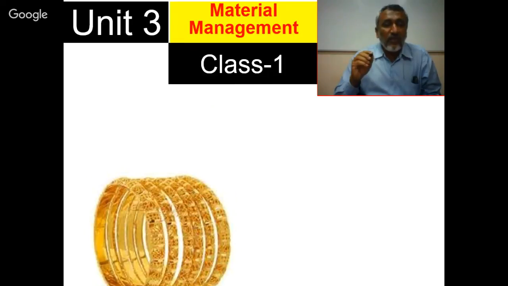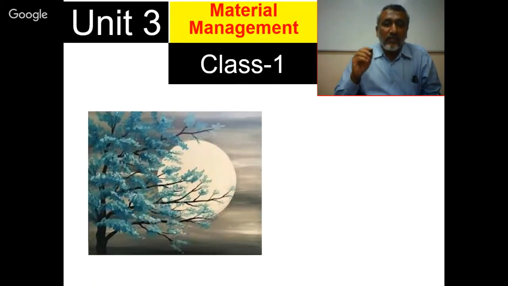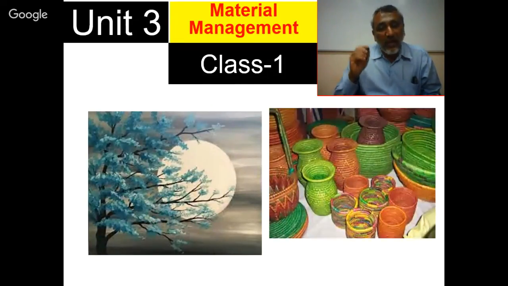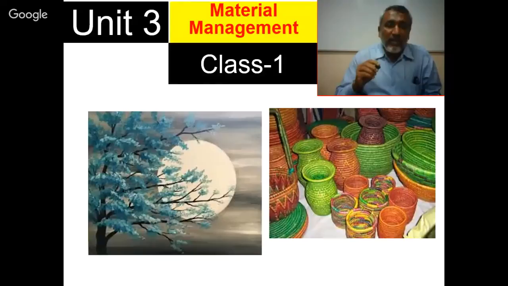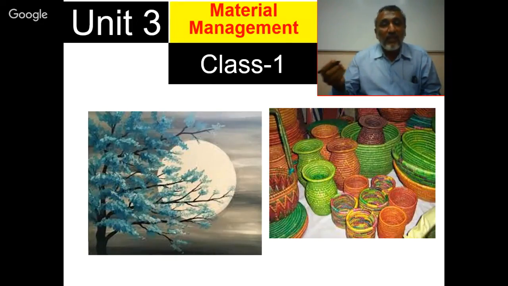On the other hand, if you take products like the painting or the handicraft items, the ratio of material cost to the total cost is very low. It means the major part is contributed by the labor. The labor cost predominantly is much higher compared to the material cost.